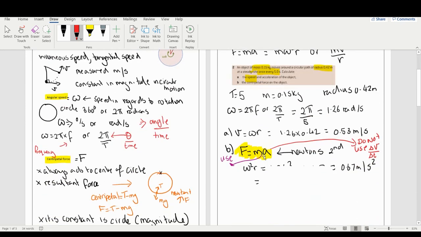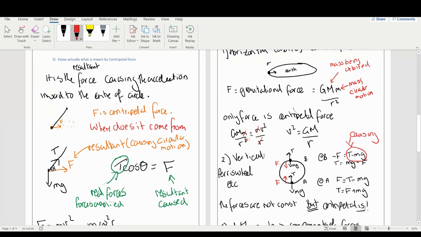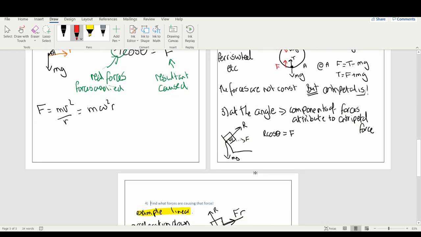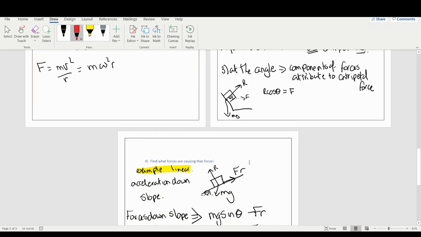My next one is to know exactly what I mean by centripetal force. Know it is the resultant force causing the acceleration towards the center of the circle. Know that the centripetal force is not a real force. It is a resultant force that is caused by either just one force acting towards the center of the circle, sometimes a resultant between two forces, or sometimes components. Which leads us to the last one: identifying where the centripetal force is, and having a look at what forces could contribute to that.